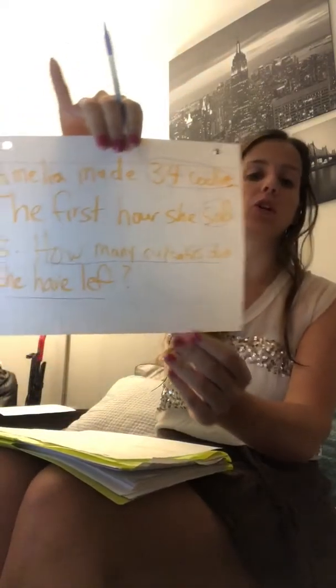Then my third step tells me to underline the question. The question always ends with a question mark. So very simply, how many cupcakes did she have left is my question, and I know that because it ends with a question mark. So I'm simply underlining it. It's clear to me what my question is asking.